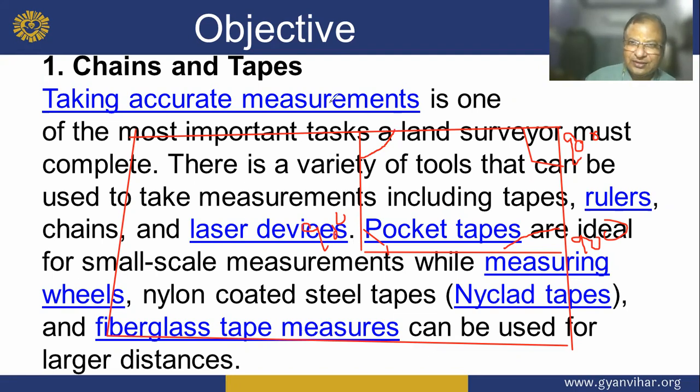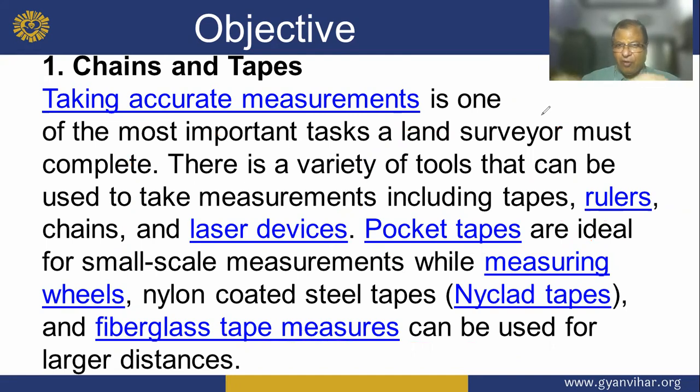So in this survey chapter we will discuss the most important task a land surveyor must complete. Accurate measurement is a must. So, my dear boy, there is a variety of tools. Now the question arises, how will we measure? If you have a 1 foot scale, you cannot measure this. So scientists have developed many instruments to measure different types of things.